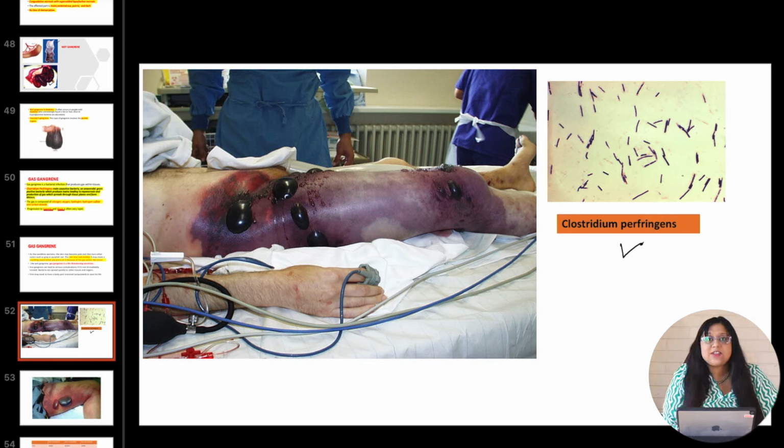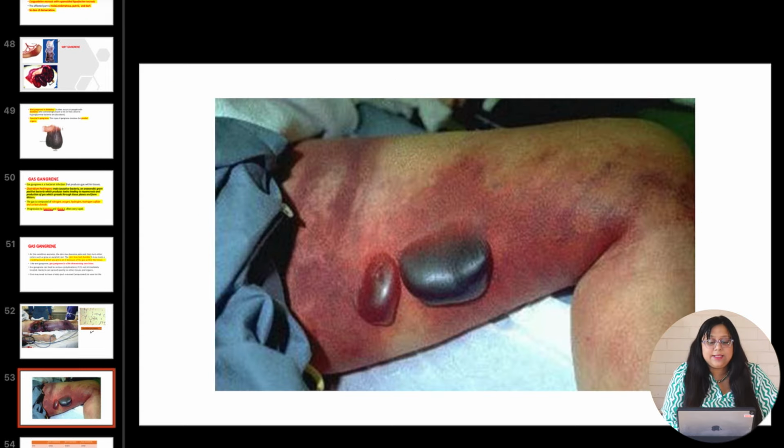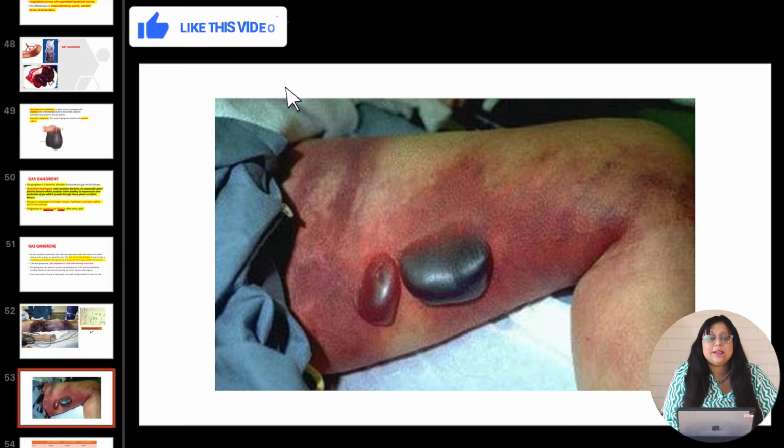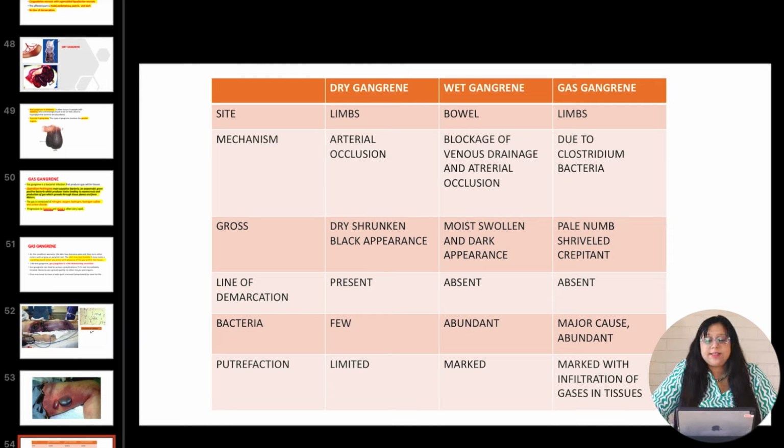These are gas-filled blisters. When we palpate these blisters, we can feel a crepitant sound, and this crepitant sound is because of gas. Because of the gas in these blisters, there will always be a crepitant sound, which is a crackling sound. Coming to the end of the session, let me revise this for you.